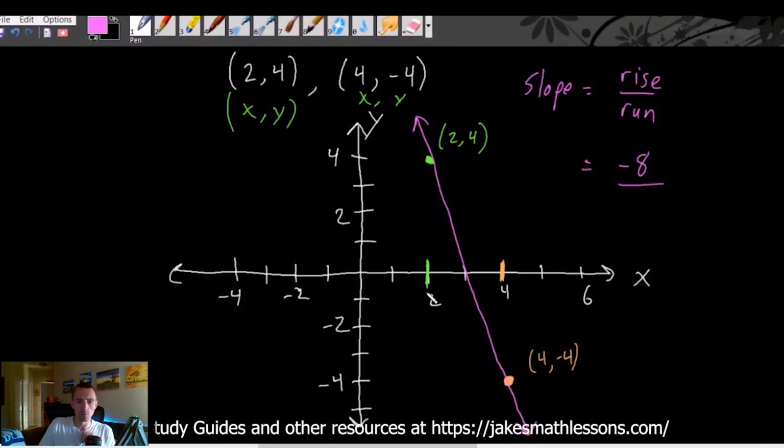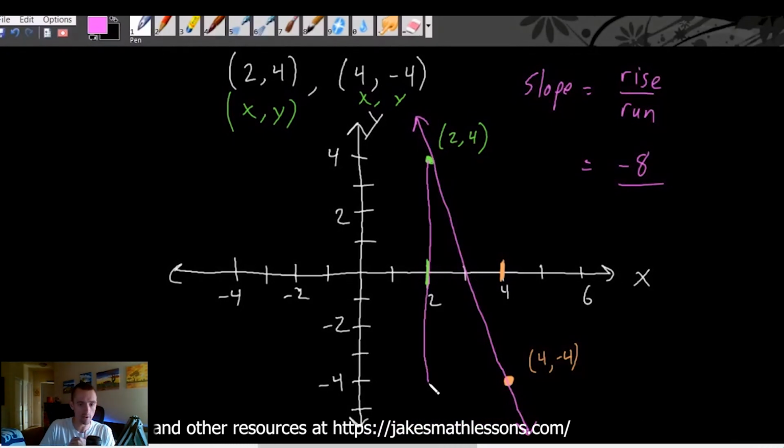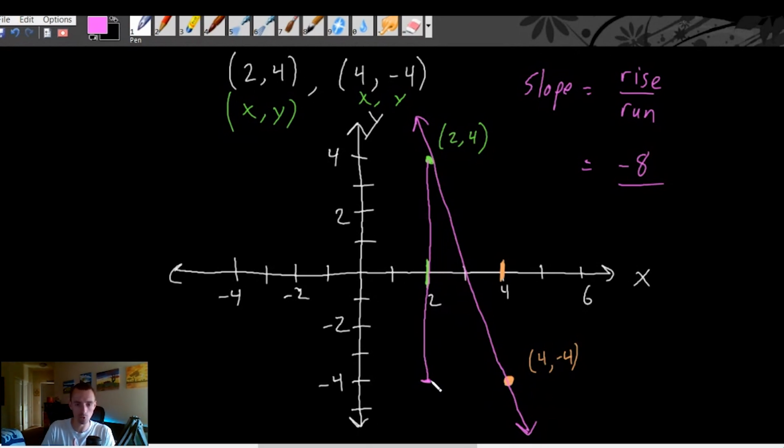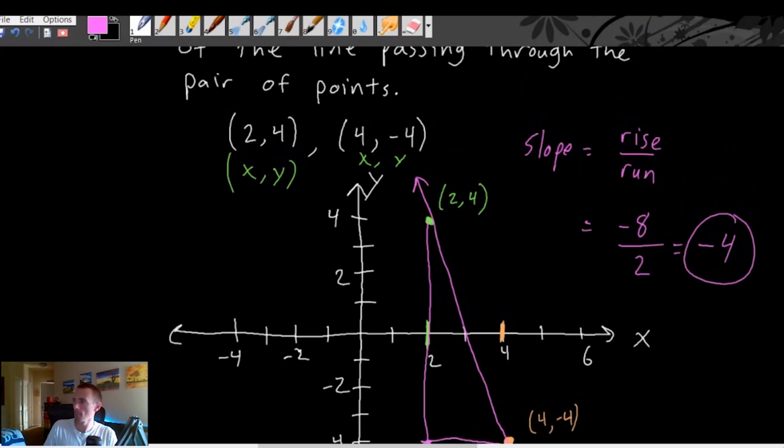Once we go straight down to the Y value that we need, -4, we're going to go over to the right and see how many units right we have to go. Since we're at X equals 2 for this first point and we need to go over to X equals 4, that means we're going over 2 units. So our run is going to be 2. So rise over run is -8 over 2. Then you just want to simplify it from there. -8 is divisible by 2. It would just simplify down to -4. So the slope of this line is going to be -4.